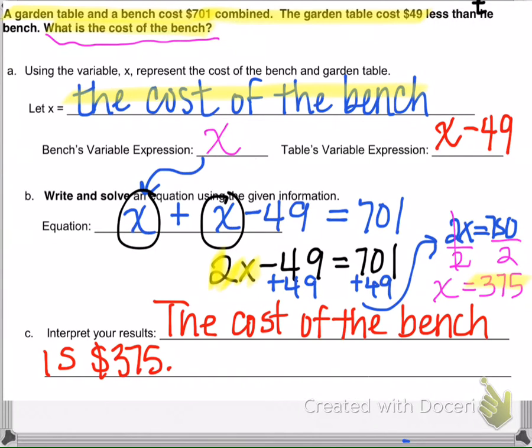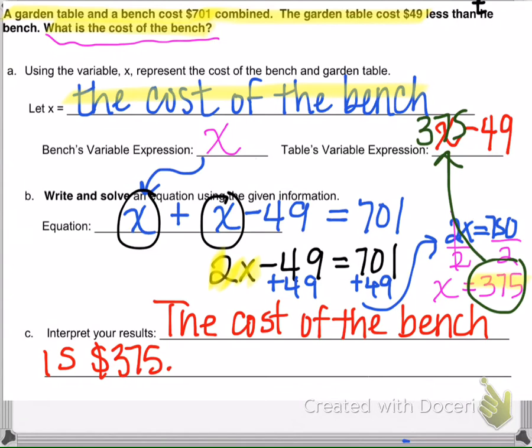Now, it didn't ask us to find how much the garden table was, but if we wanted to know what it was, we'd plug it in right here. And 375 minus 49 would make the table's value 326.